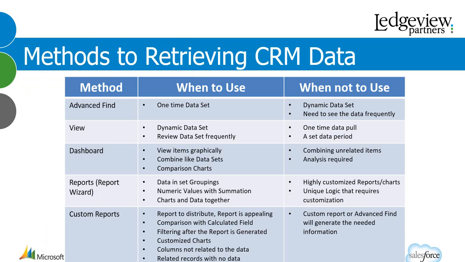Columns not related to the data. If we go back to our Advanced Find webinar, we touched on how you can really only go one deep in pulling in columns. You can really only pull in accounts that are related to opportunities, but you can't go further than that in the relation. You can do that with a custom report. And a really, really common custom report that's done is if you want to pull all accounts that don't have any contacts. You can pull that information with a custom report. Unfortunately, CRM cannot pull a record in which there's no data.